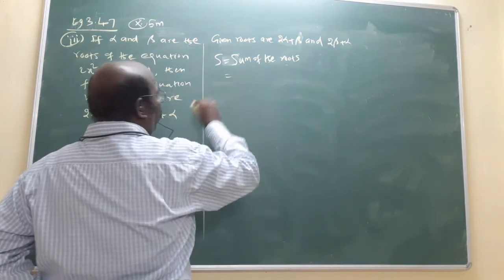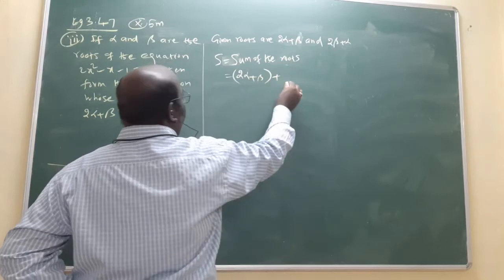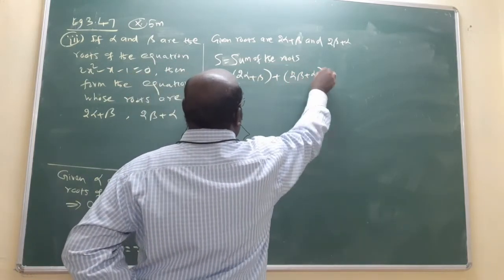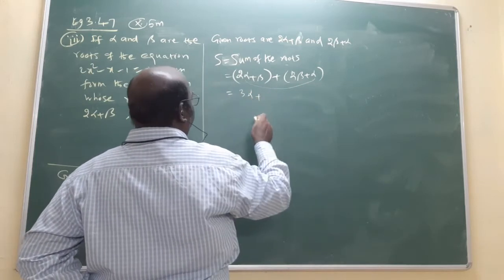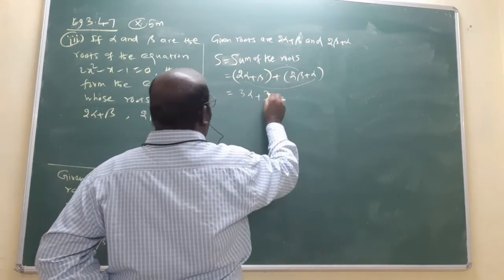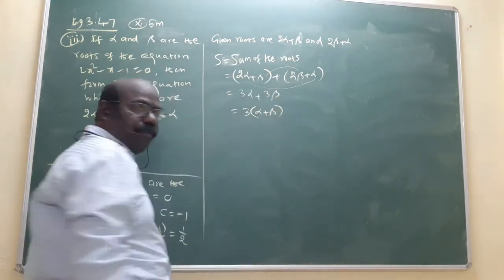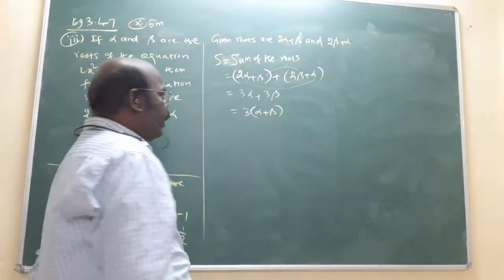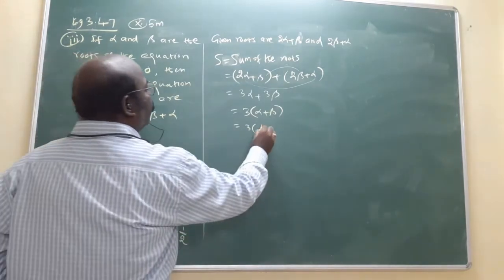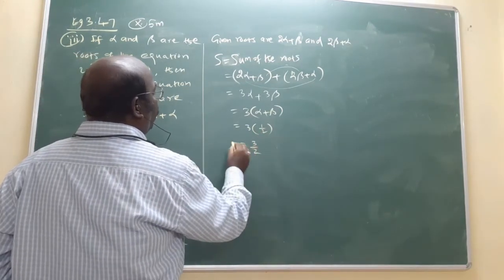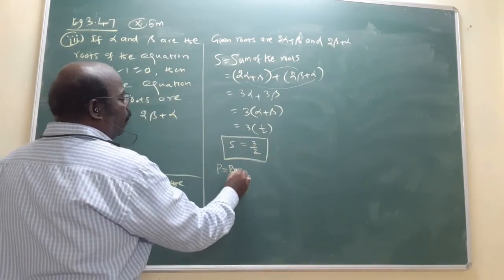Now, given roots are 2 alpha plus beta and 2 beta plus alpha. How do we go through? The sum is 2 alpha plus beta plus 2 beta plus alpha. By addition, 2 alpha plus alpha is 3 alpha, beta plus 2 beta is 3 beta. Out of these two terms, 3 is common, so 3 times alpha plus beta. Now substitute the value of alpha plus beta, 1 by 2, and multiply by 3, that is 3 by 2. Then P equals the product of the roots.